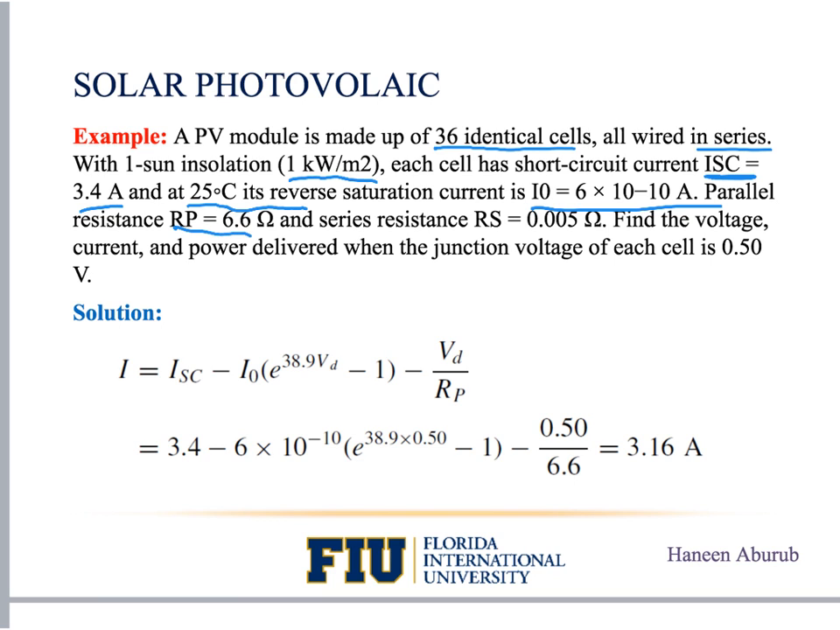They're asking us to find the voltage, the current and the power delivered when the junction voltage of each cell is 0.5 volts. So in order to start solving the question, we need to find the current of the cell. The current is going to be I short circuit minus I D minus VD over RP.